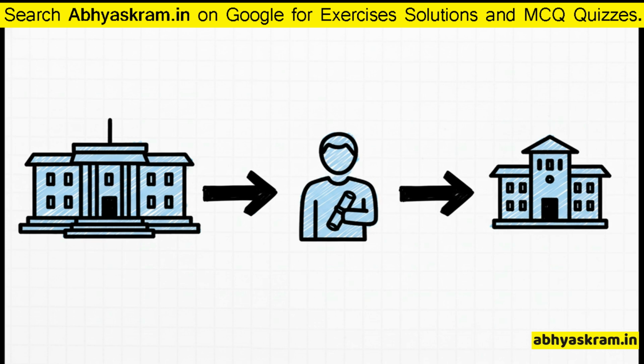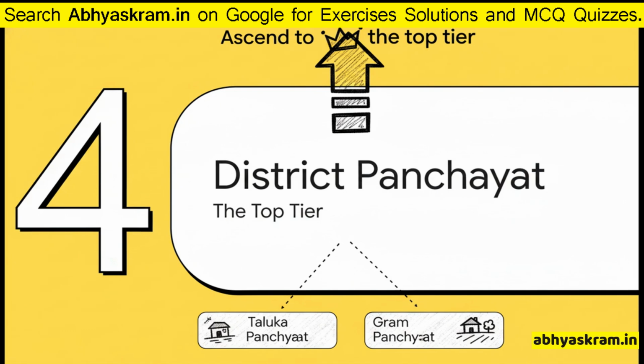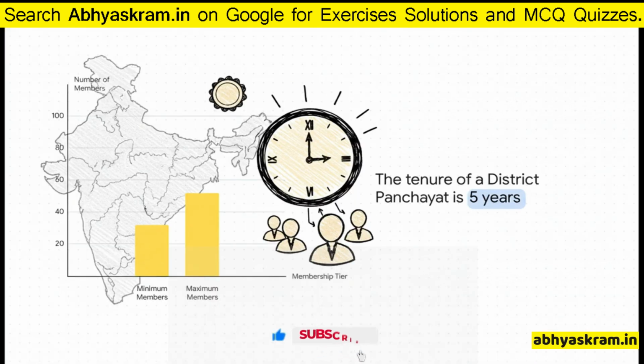Taluka Panchayat passes. And now we climb to the top tier of the Panchayati Raj system, the District Panchayat. This body oversees the governance for the entire district, coordinating the work of all the Taluka Panchayats and Gram Panchayats beneath it. Just like at the Taluka level, the number of members here is based on population, ranging from 32 all the way up to 52. The elected members of the District Panchayat, including its president and vice president, all serve a 5-year term.